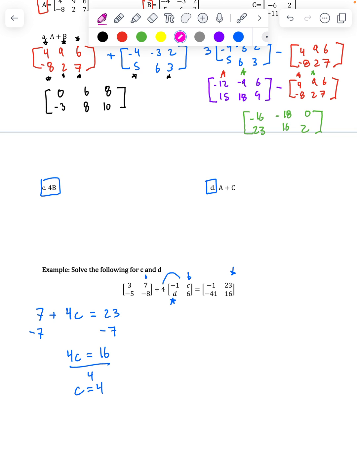Next, I'm going to go for solving for D. I look where it is in relation to the element, so I say negative 5 plus 4D equals, I look again here, negative 41. I, of course, move my parts over. I'm adding my 5. 4D equals negative 36. I divide by 4, and my D is negative 9.